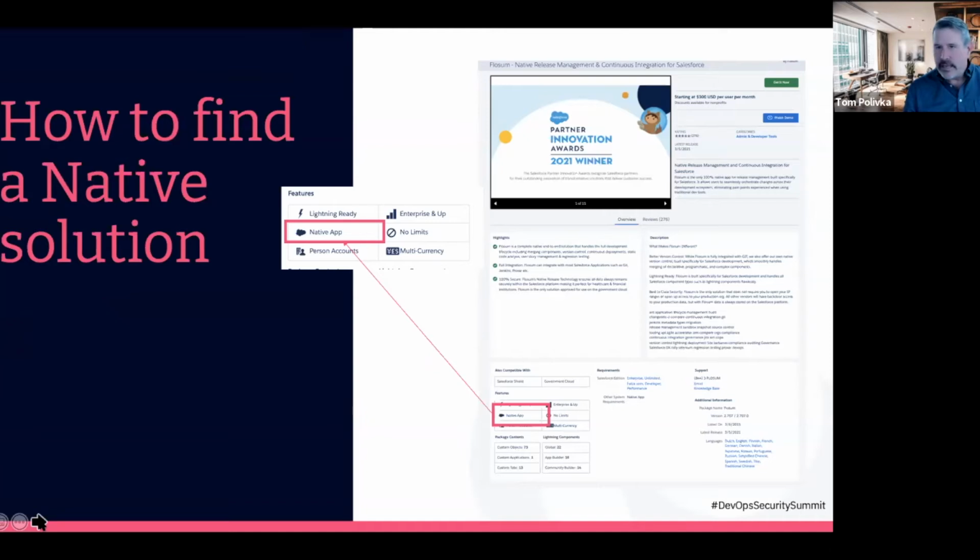The reason I like to point this out is there are a number of ISVs out there who use the native term very freely. But for those of us who have made the effort to actually be native, it's very important. Not everyone that uses the native term is native. You need to look at the App Exchange, and you need to look for that cloud emblem.